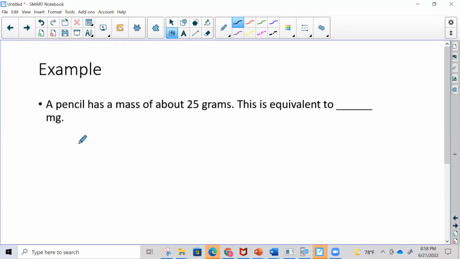So if we do this here, we have 25, the decimal goes after it if there's no decimal point, and we write 1, 2, 3, and we put zeros in there. And always rewrite it to make it easier to read. So that means there's 25,000 milligrams in 25 grams. Okay, so that's how we use that chart from Unit 1.